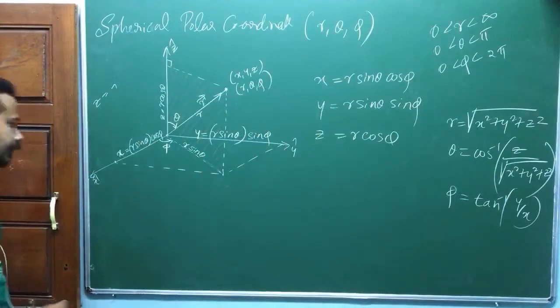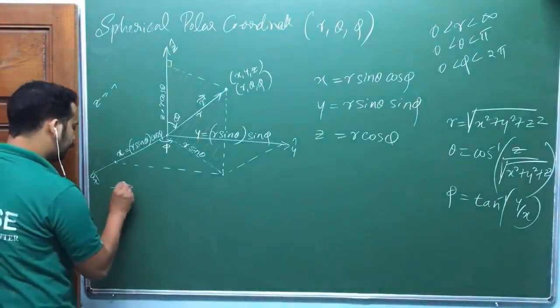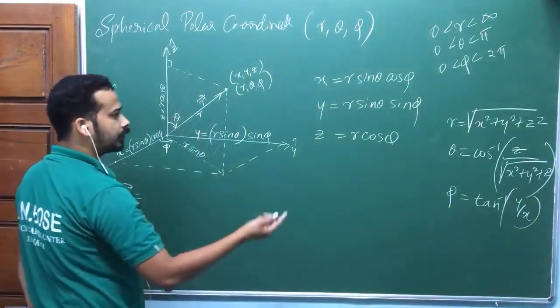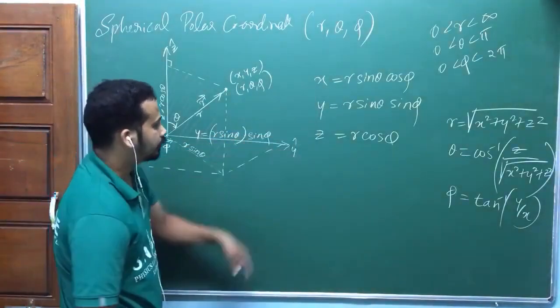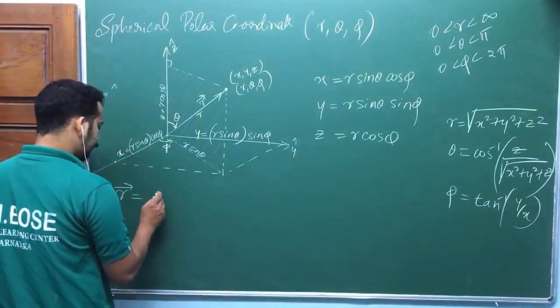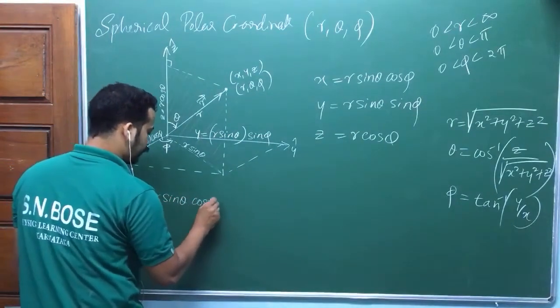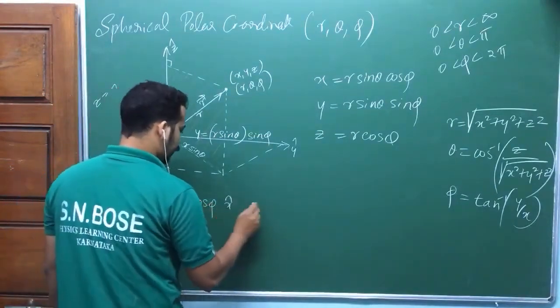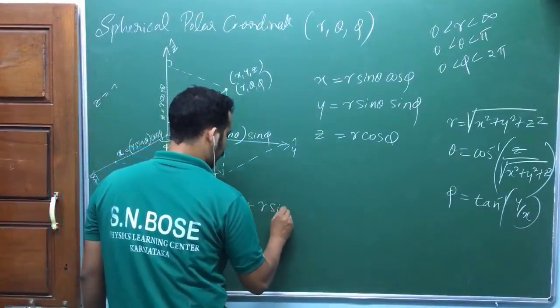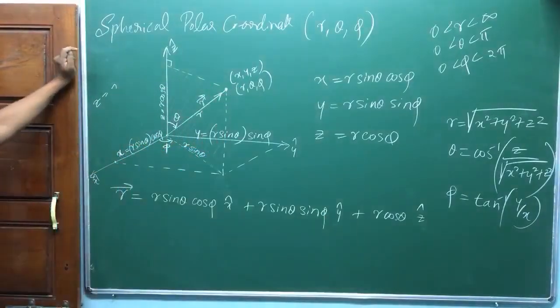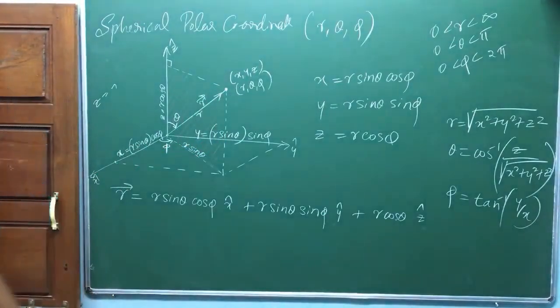Is that okay? Now, the first thing that we need to define, that is r vector. That's equal to x into x cap, y into y cap, z into z cap. But we know what is x, y, z here. So that's why x is r sin theta cos phi, x cap, plus r sin theta sin phi. Now we define, look at here, dr vector.